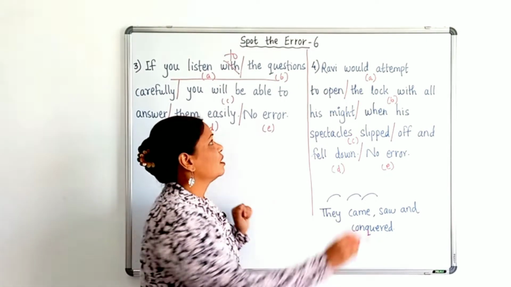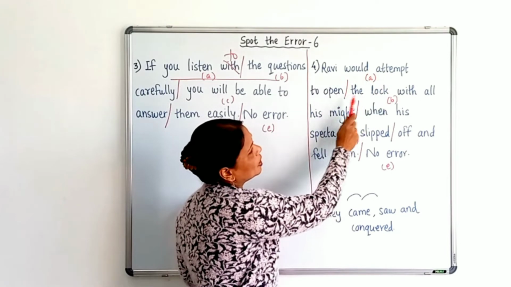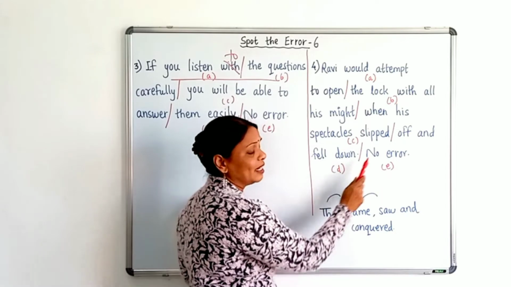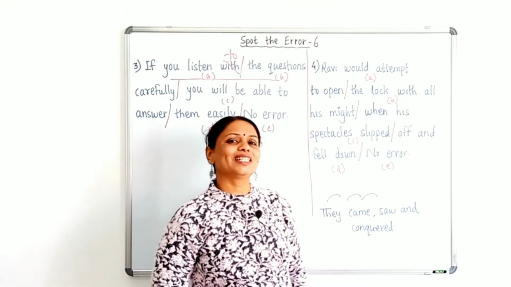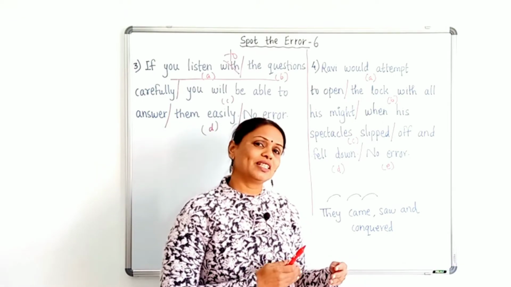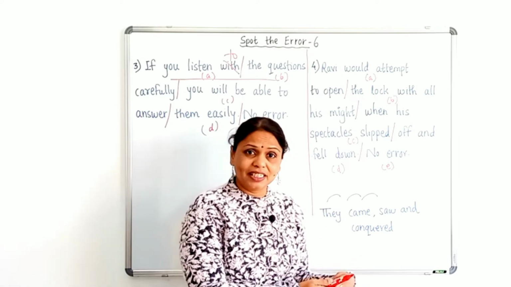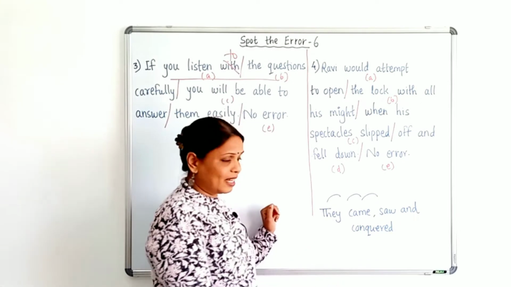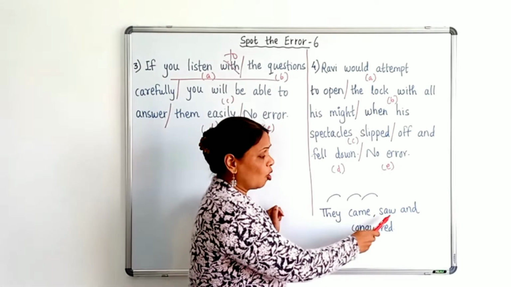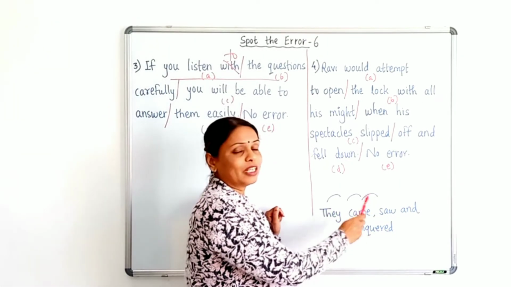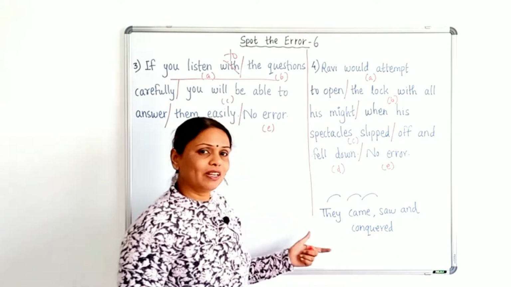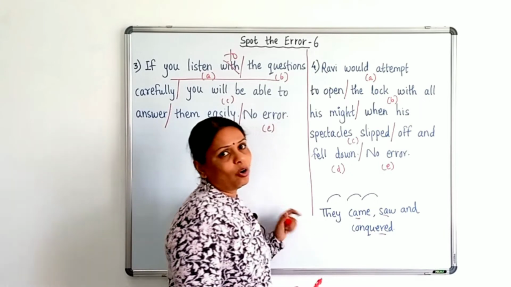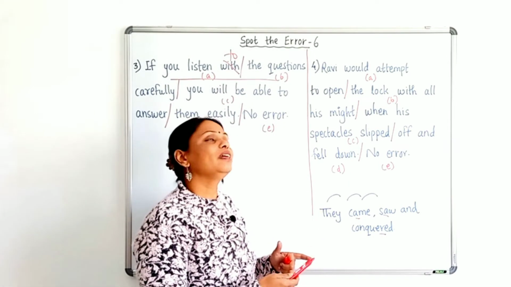The next sentence. Ravi would attempt to open the lock with all his might when his spectacles slipped off and fell down, no error. We need to understand when the actions take place one after the other immediately in the past, we use the simple past tense. Like in the example, they came, saw and conquered. Means they came, they saw and they conquered, which is a very famous quote. So came, saw, conquered. All these things happen one after the other immediately.